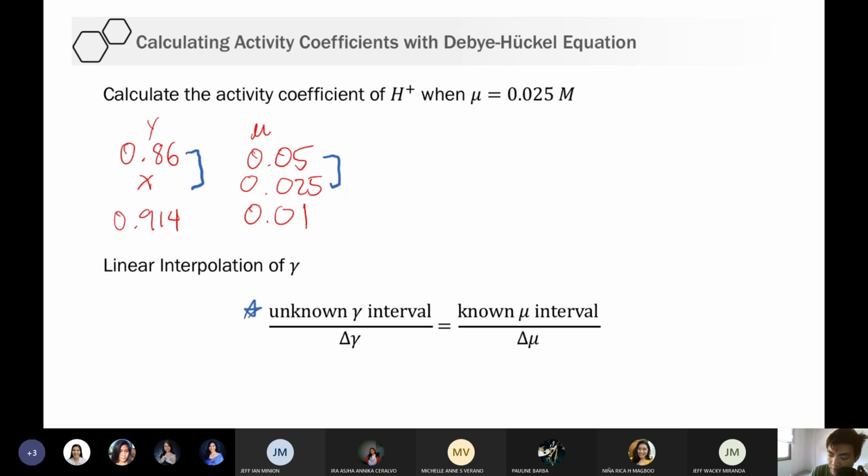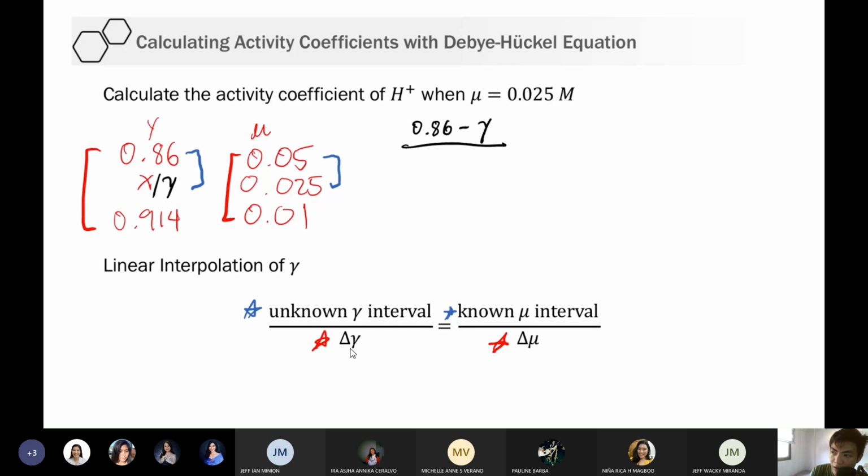And how about the delta gamma? Again, they are highlighted in blue. For the delta gamma, that is the entire range. They are in red brackets. That's the difference between the two ranges. So let us plug in the numbers in our equation. For the unknown gamma interval, that will be 0.86 minus the gamma, or x.